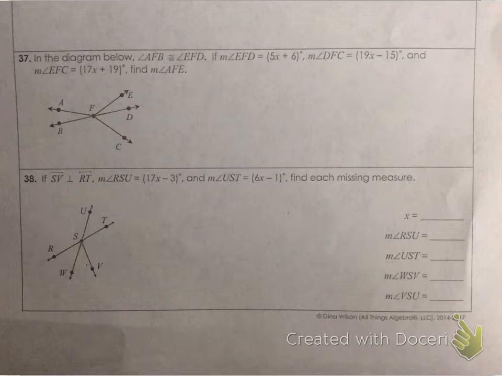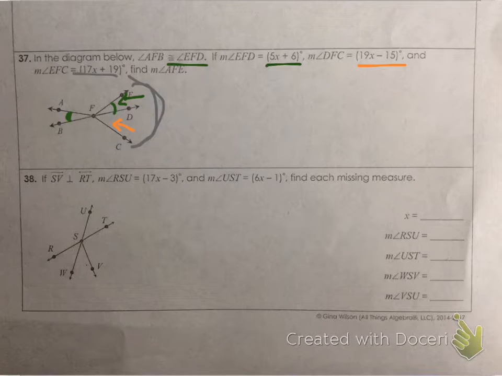Look at here. Okay, they tell me AFB is congruent to EFD. So these two are congruent. EFD is 5x plus 6. DFC is 19x minus 15. And then the EFC. Okay, so let me do this in different colors. The green one is this one right here. Let's do orange. The orange one is this one right here. And then let's say the gray one, because I try to avoid purple and blue just because I know some people may get upset. The gray one is this whole bit right here.